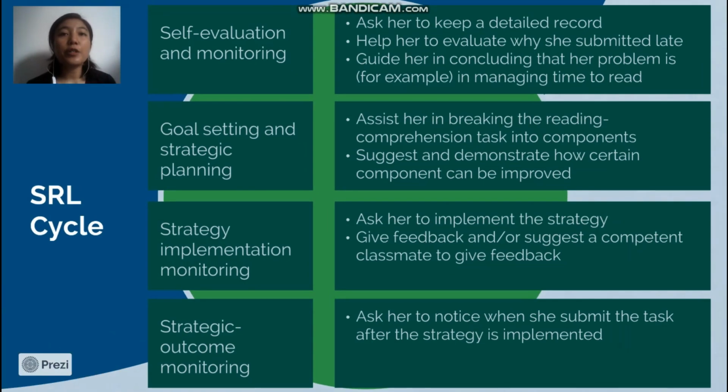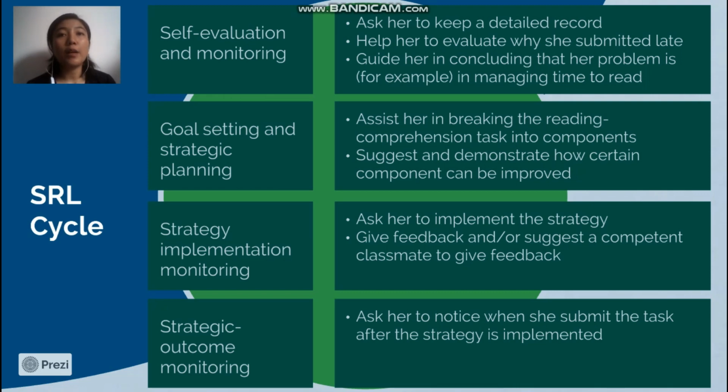First, ask her to keep a detailed record, whether the late submission is frequent or only occasional. Second, help her to recall why she submitted late. Is it because she often procrastinates, or is it because of emergencies? Third, guide her in concluding that her problem is, for example, in managing time to read. For example, she had a lot of pages to read, but she did not allocate sufficient amount of time.